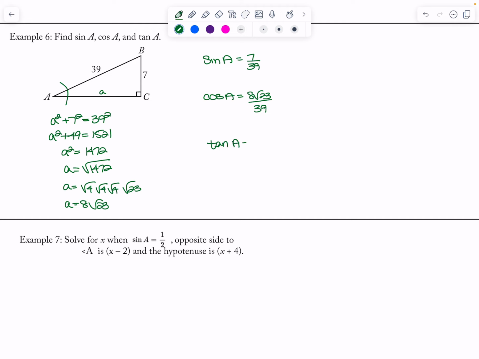The issue is when you get tangent of A, which will be 7. Look, dinner's ready. Over 8 root 23.